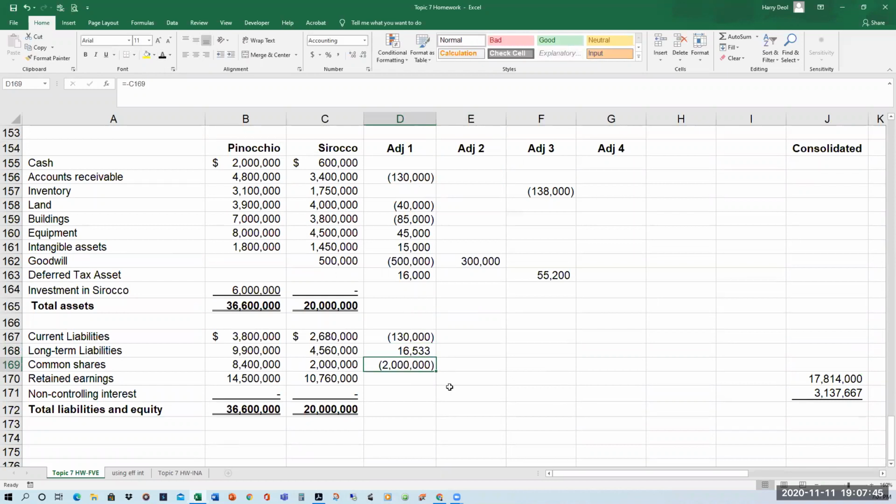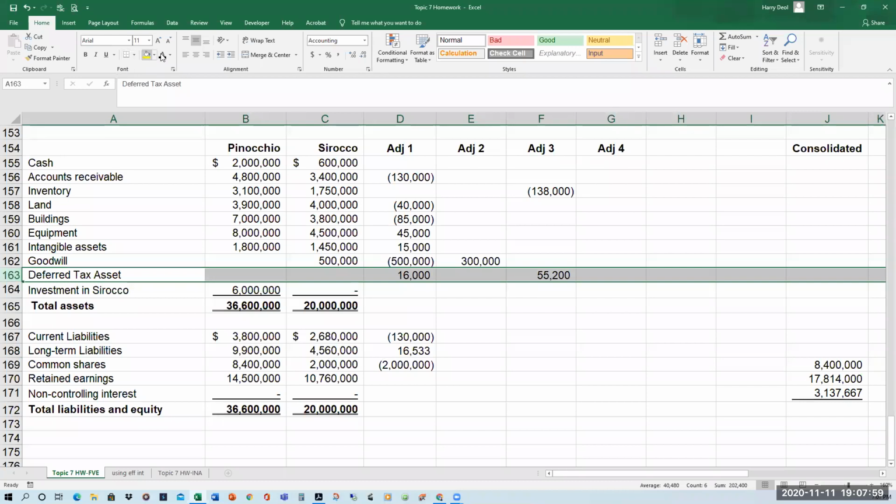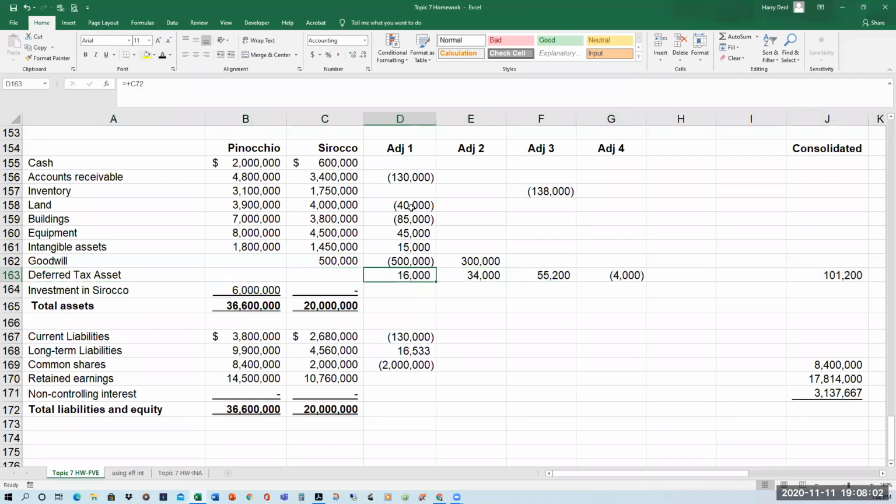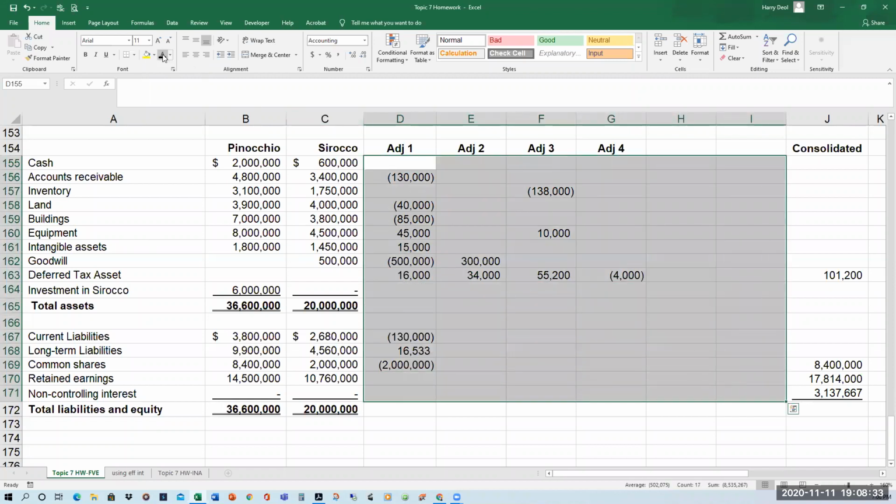Common shares, only the parent company's common shares will be reported. The subsidiaries' common shares are wiped out. And let me see. So deferred tax, I have to include a whole bunch of taxes on the separate accounts. So 16,000 pertains to the land, 34,000 pertains to the buildings, 55,200 pertains to the inventory. And then as regards the equipment, we also had $10,000 of the unrealized equipment loss. So that gets added back with the tax amount taken out of deferred taxes. And I think that's all as far as the adjustments are concerned.